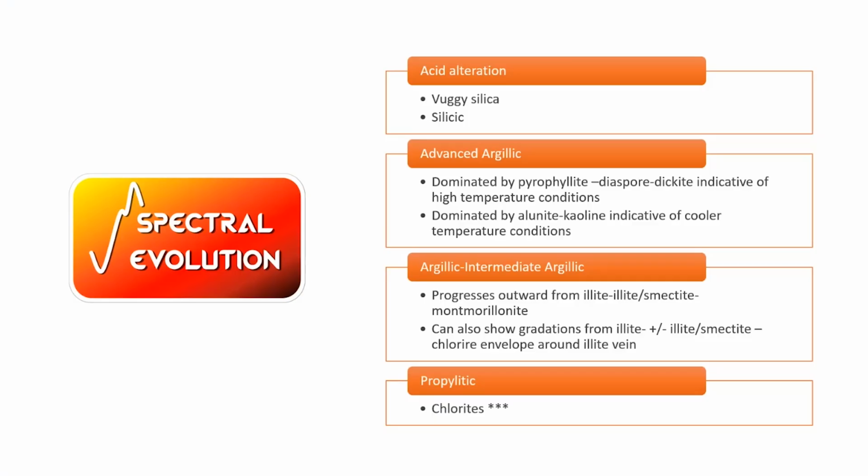Finally, in the outermost zones, we have the propylitic alteration, which is typically characterized by chlorite-bearing assemblages. These represent lower temperature, more distal alterations, and are useful indicators for vectoring towards hydrothermal centers. Understanding these mineral transitions is critical, and using a high resolution field spectrometer is critical to identifying these minerals in the field.